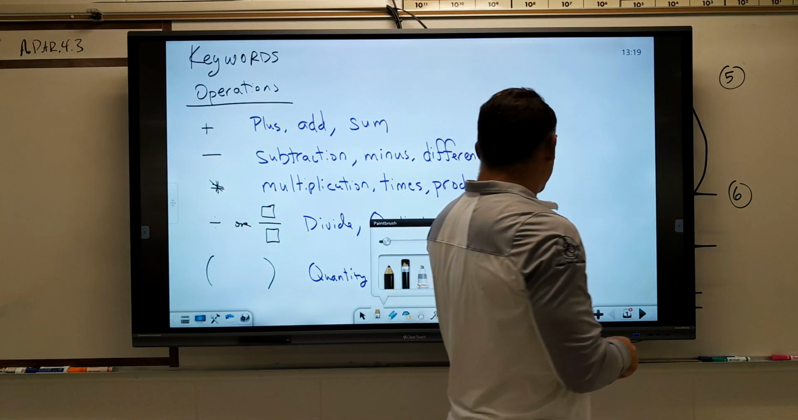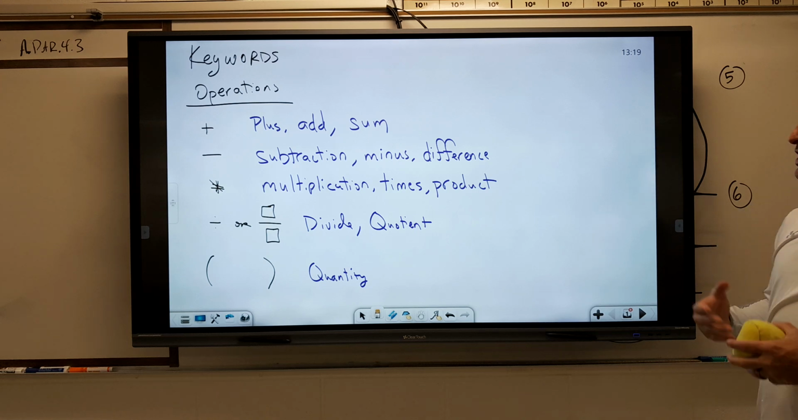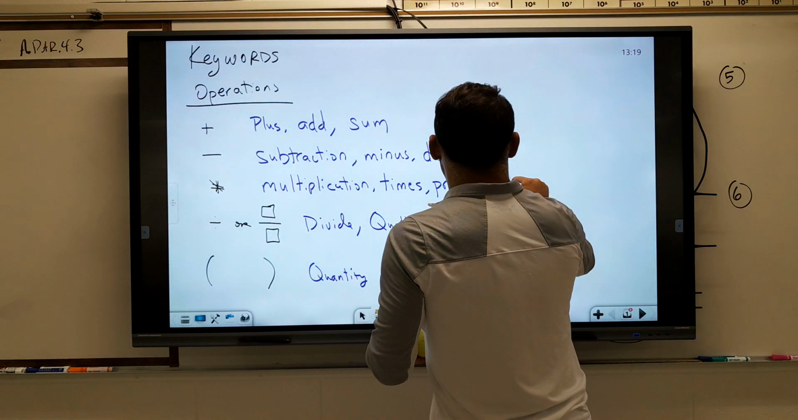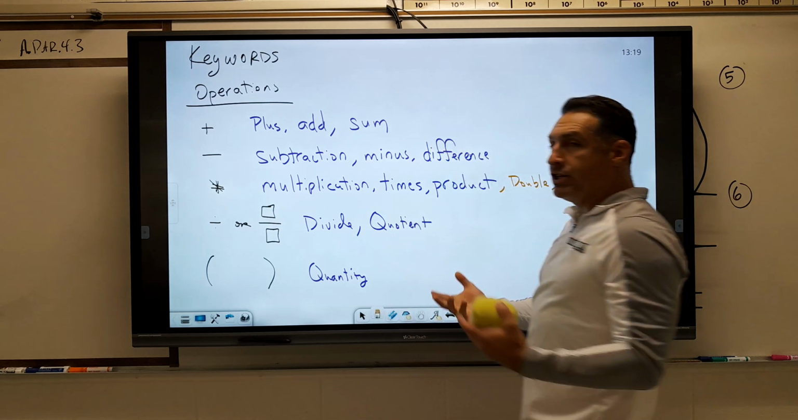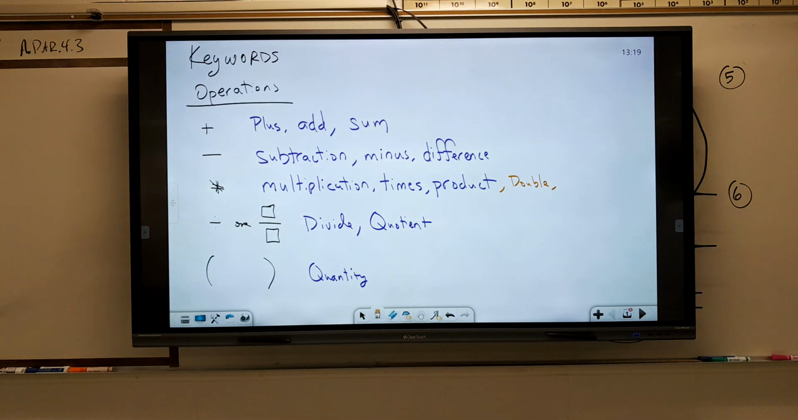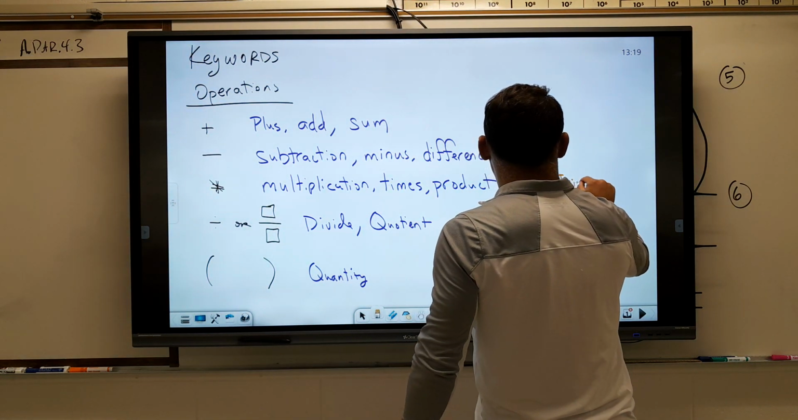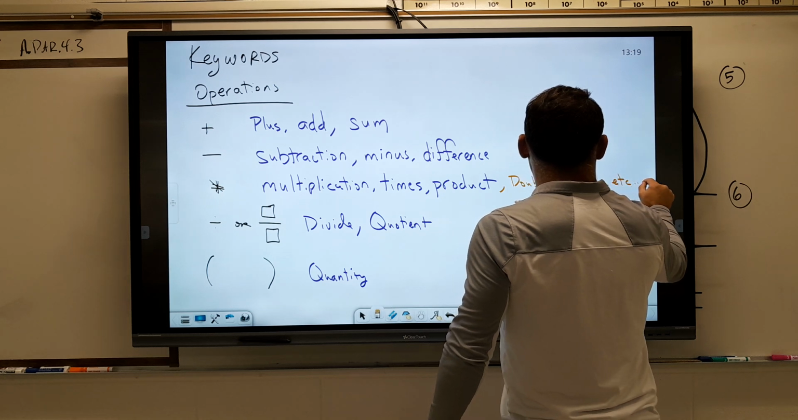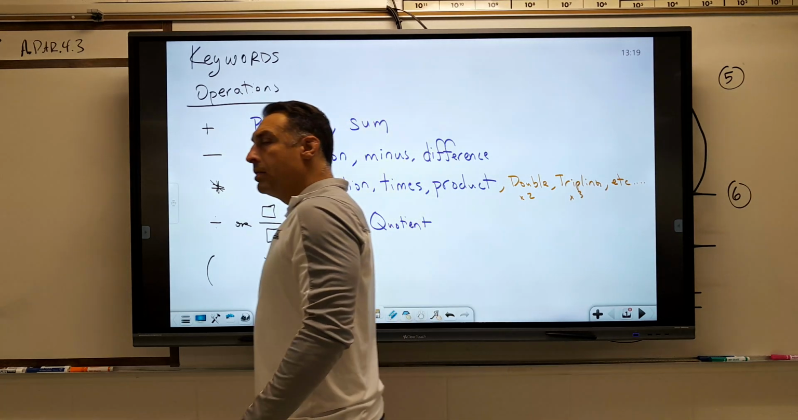There are some examples that are very specific. A very specific example of multiplication would be doubling, or to double something. What would the multiplication be there if you're doubling things? Times 2. You can also say tripling, etc. Times 3.